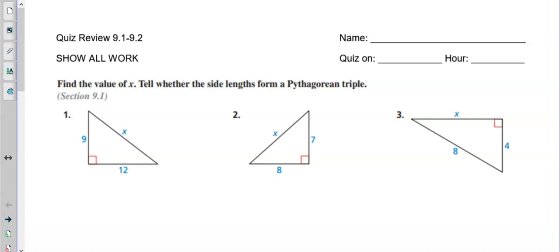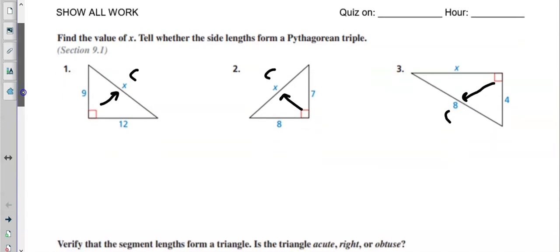Right, so Pythagorean triples. First thing to always identify is where is C? Okay, A and B are interchangeable, but I think it's always really important to identify C. And C is opposite the right angle. So in these two, we're finding C. But notice in this one, we have C, and we need to find either B or A.